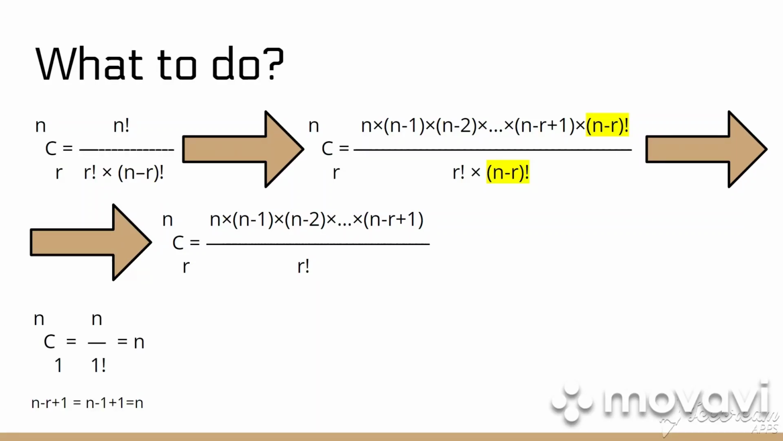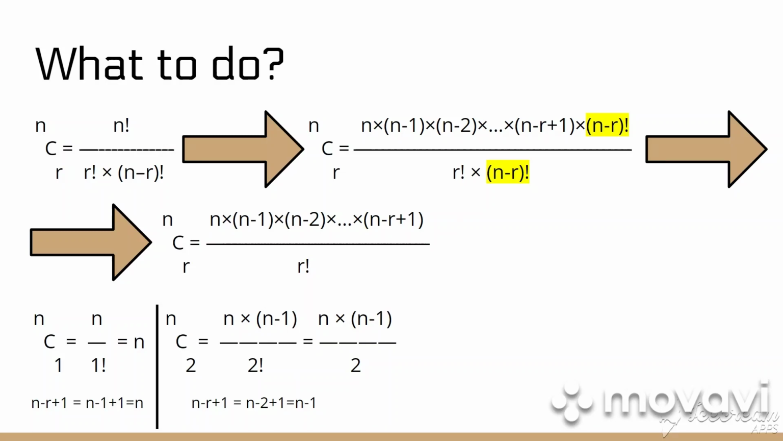So, for example, if we try to do nC1 for any number, it will be equal to n divided by 1 factorial, or n. Why do we use this equation? Because the last term n minus r plus 1 should be equal to n, because if r is equal to 1, it will be n minus 1 plus 1, which is equal to n. So first term is n and last term is n, so that's why the whole equation will be equal to n.